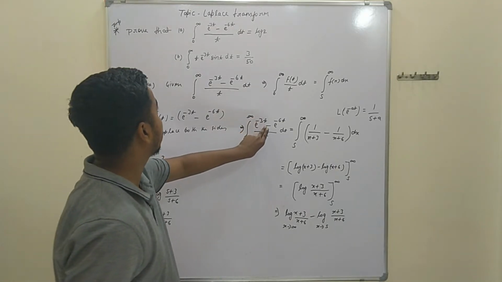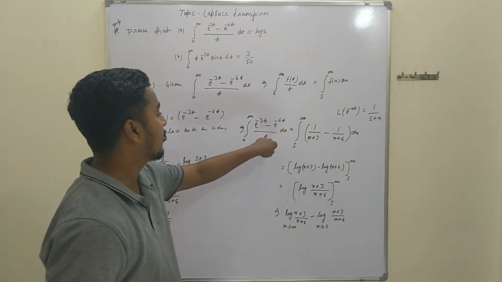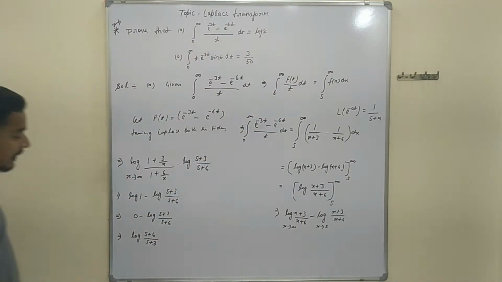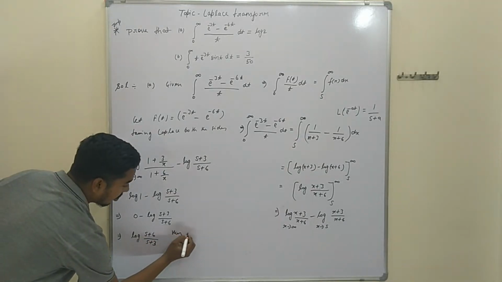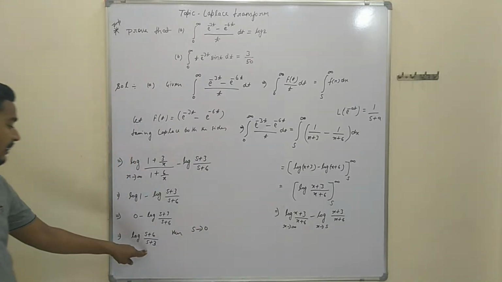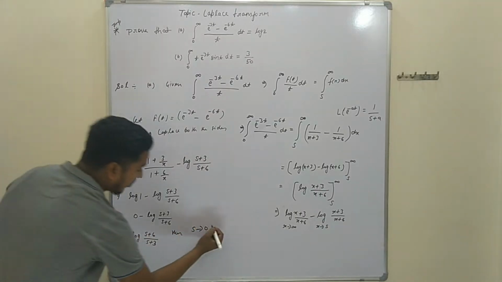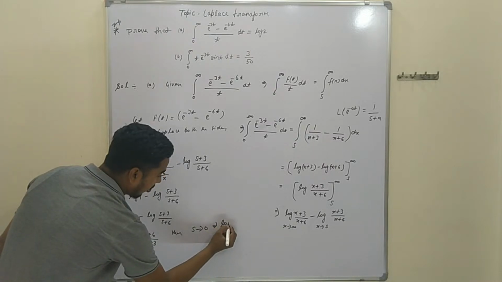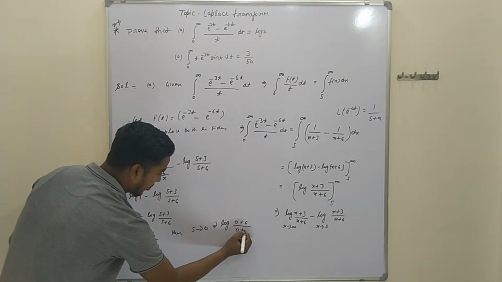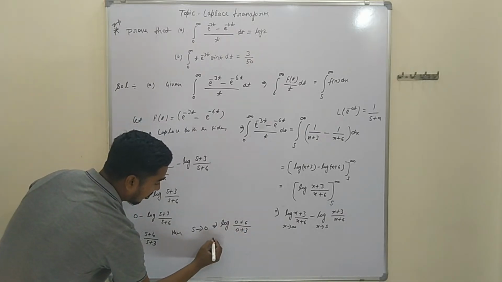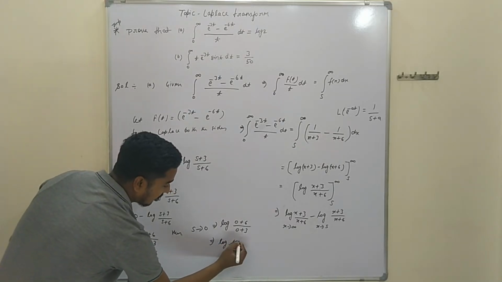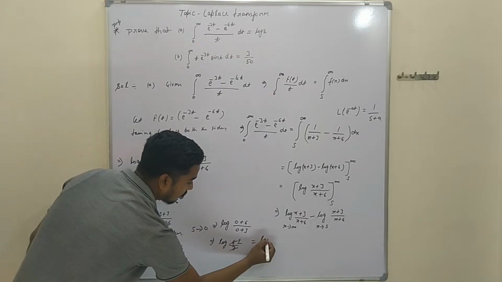of (e to the power of minus 3t minus e to the power of minus 6t) upon t dt is equal to log 2. Here we have to take s tends to 0. We put s tends to 0. We get log of (0+6) upon (0+3), and we get log of 6 upon 3. Cancelling out, we get log 2.